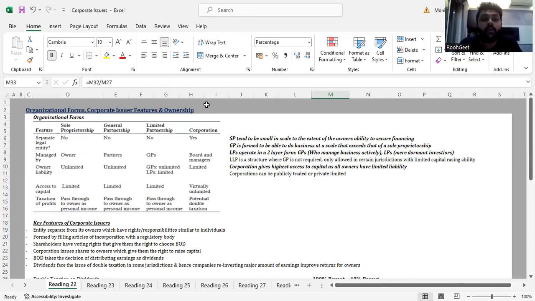Organizational forms: sole proprietorship, one person basically owning the entire business. General partnership, basically two or three partners coming together, having a sizable stake, and all are managing, all are active partners in the business. Limited partnership, a lot of people, there is one key person, a main person who is managing the whole business, called the GP, and then there are small investors called LPs.